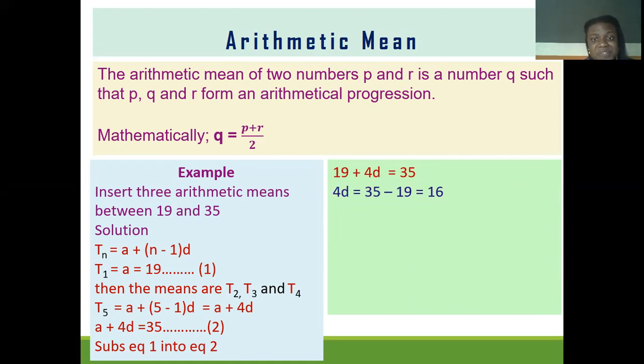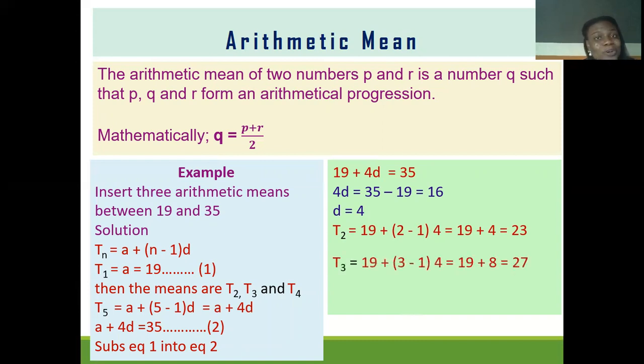So 4D equals 35 minus 19, which gives us 16, okay? And then if 4D is 16, then D is going to be 4. 16 over 4 is 4. Okay, so that's our D. Now that we have D, we can go ahead and get T2, T3, and T4. Now T2 is going to be 19 plus (2 minus 1) times 4. Now our D is 4, and we are using our formula for Tn. Take note of that. So 19 plus 4 will give us 23.